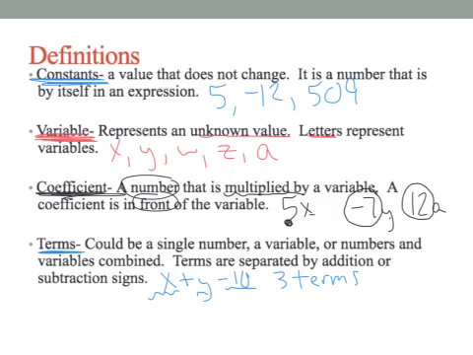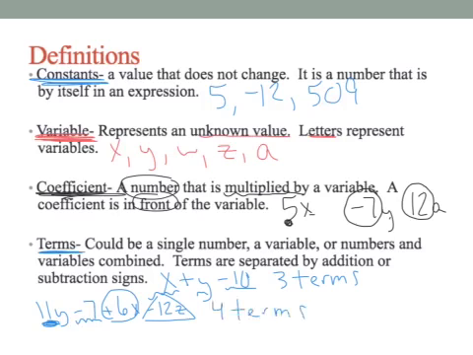Let's try another example. Let's say we had 11y minus 7 plus 6x minus 12z. So we're talking about how many terms. So how many things are we adding or subtracting? So we have 11a, we have negative 7, we have 6x, and we have negative 12z. So 1, 2, 3, 4. So this example has 4 terms.